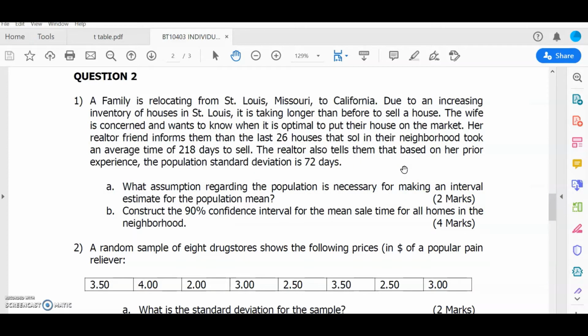In this session, I am going to show you how to answer question 2 for individual assignment part 2, BT10403 Statistics for Business and Economics. Question 2 is related to chapter 8, the interval estimation. So let us first read the question.